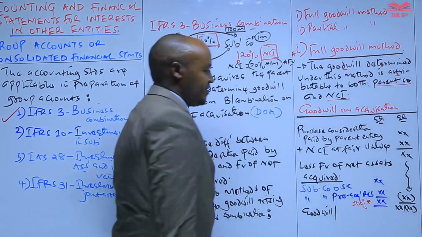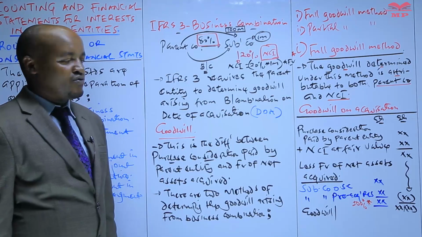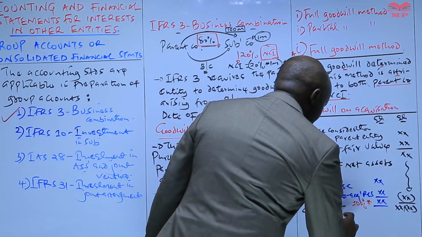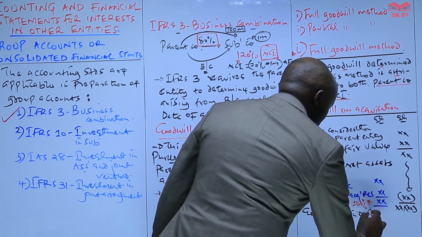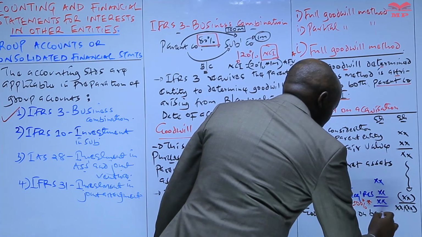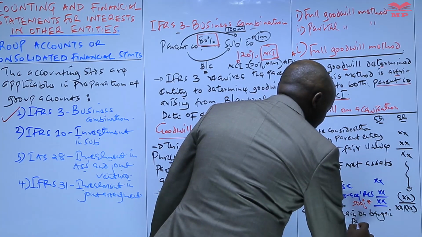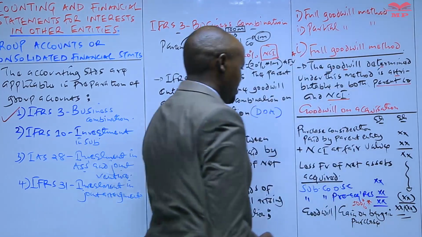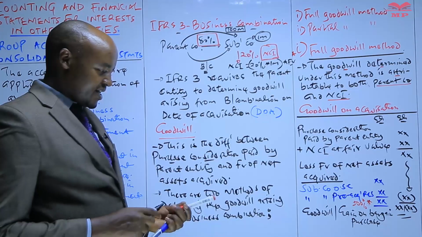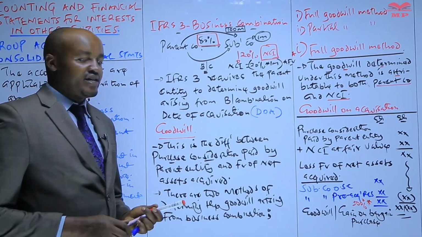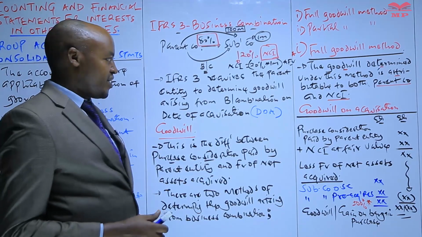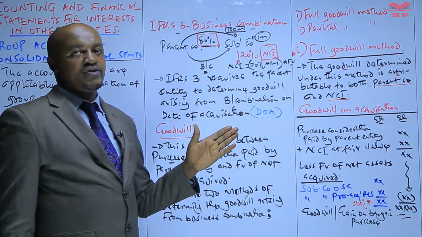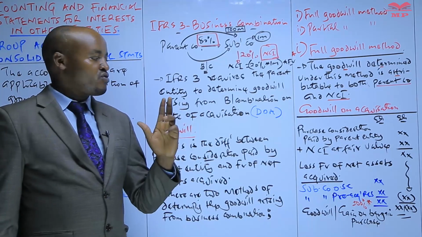So if you get a negative figure, previously that was known as a negative goodwill, but currently that one we refer to as a gain on bargain purchase. So a positive figure we are saying is a goodwill, whereas a negative figure there we are saying is a gain on bargain purchase. So therefore, this is how we compute now the goodwill arising from acquisition using the full goodwill method.